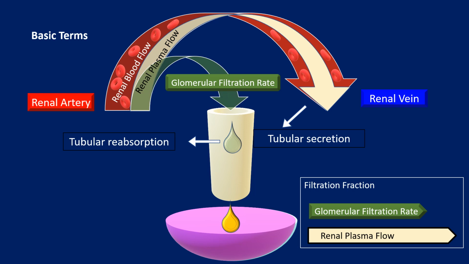Filtration fraction is the amount of renal plasma flow that gets filtered across the glomeruli. Mathematically, filtration fraction is glomerular filtration rate divided by renal plasma flow rate. Filtration fraction is about 20%, which indicates the remaining 80% of renal plasma flow continues its pathway through the rest of the renal circulation. One by one, we will discuss how we measure renal blood flow, renal plasma flow, glomerular filtration rate, and filtration fraction.